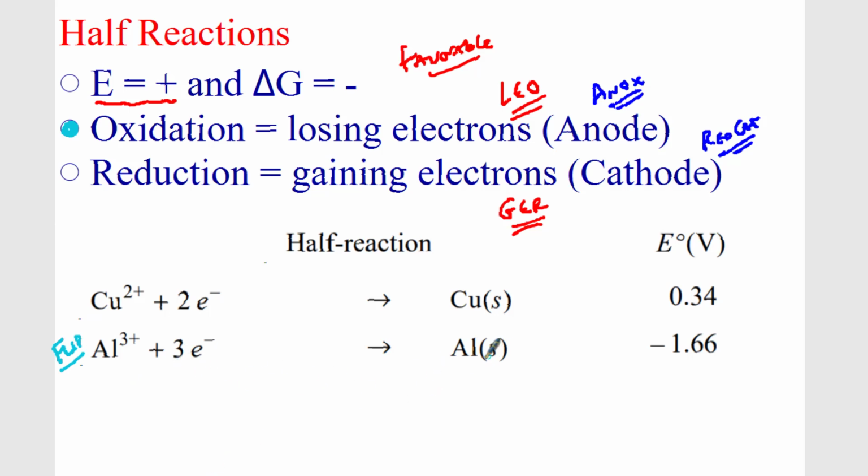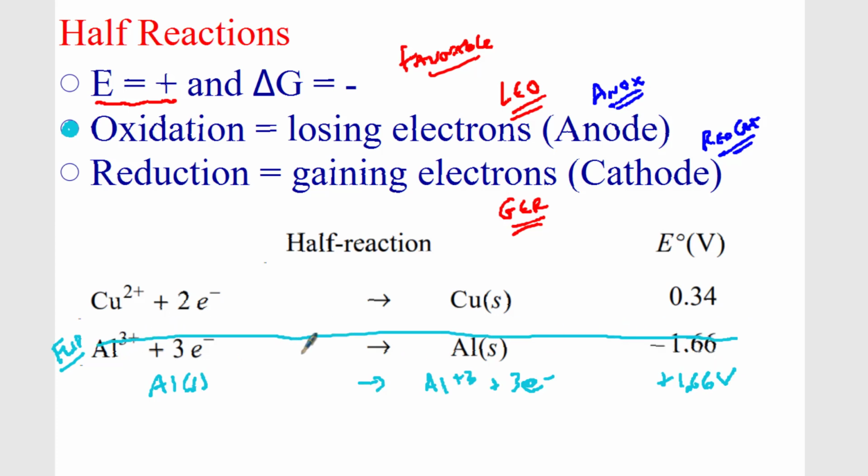So when we flip this reaction, the aluminum solid comes on this side. The aluminum 3+ plus 3 electrons comes on that side, and that becomes positive 1.66 volts, okay? Positive 1.66 volts. So we flip this second reaction, okay? I'm trying to cross my way through that. And it becomes positive 1.66 volts.